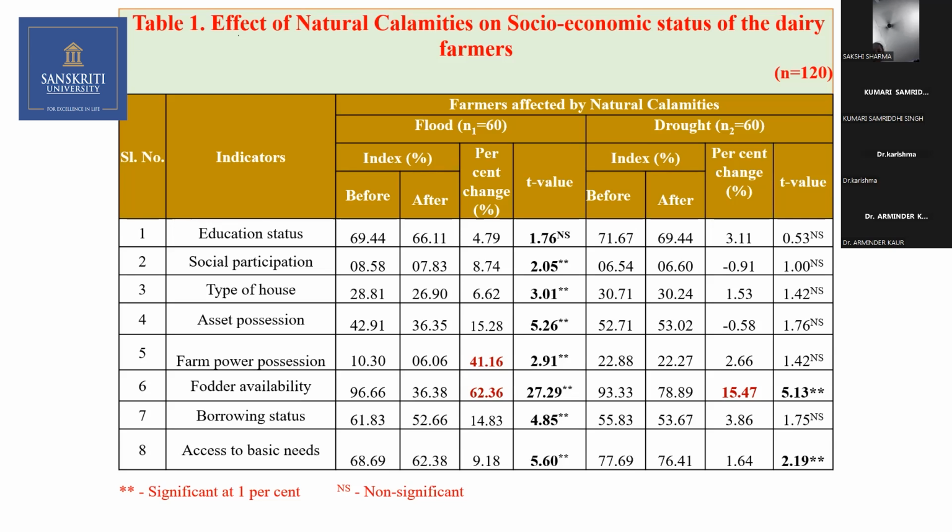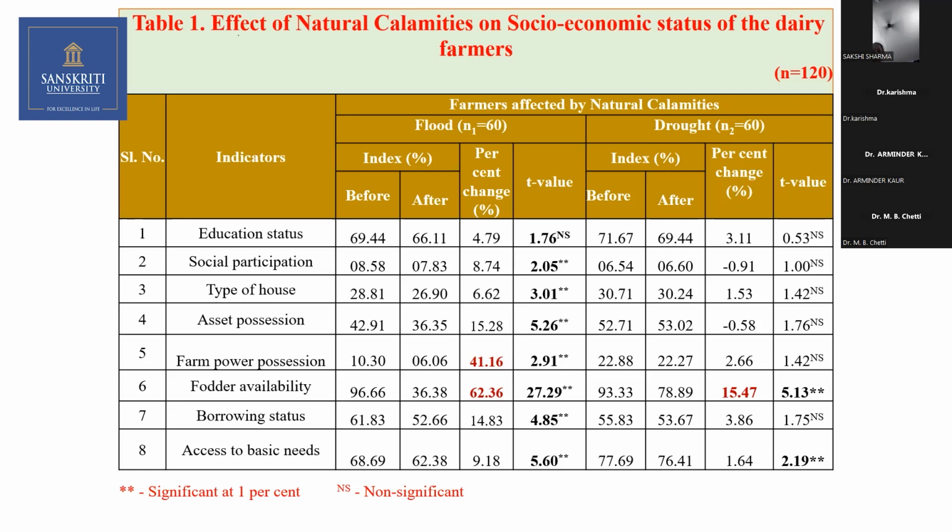And in case of farmers who are suffering from drought, you can see education status here also is almost the same. Then it is not statistically significant. You can see, except fodder availability and access to basic needs, all other things during drought remain the same. Not much variation is there. There is a slight decrease, but not statistically significant. Is that clear? Any doubts in this table?